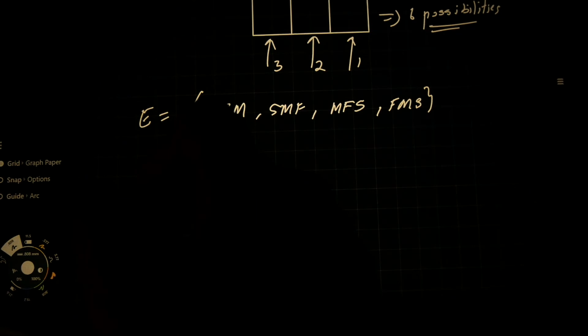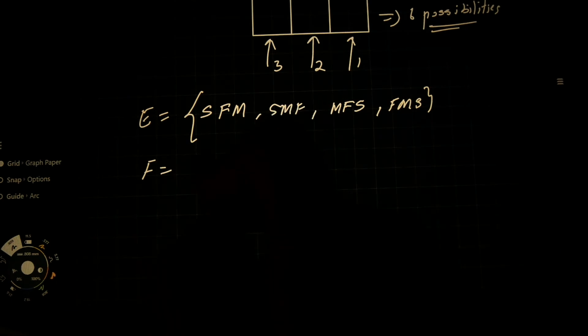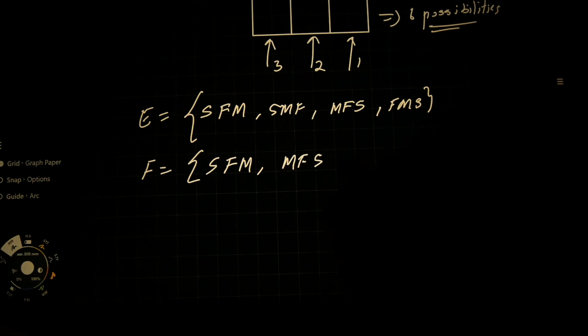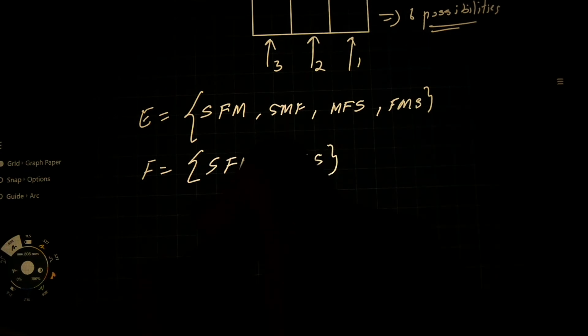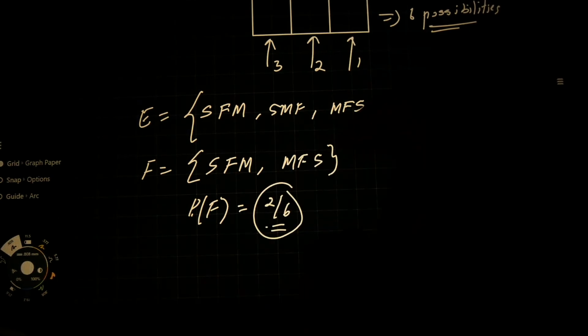What is condition F? We don't need the probability for P of E, but let's move to F. What are the possibilities for F? Father in the middle. If you put father in the middle, then son can come first, then father, then mother. Or mother comes first, then father, then son. So these are 2 possibilities. So P of F is required, which is 2 out of a total of 6. Don't cancel, let it be like this.